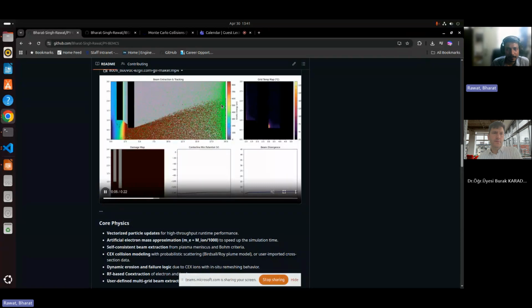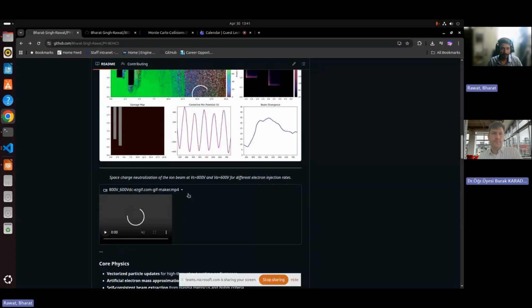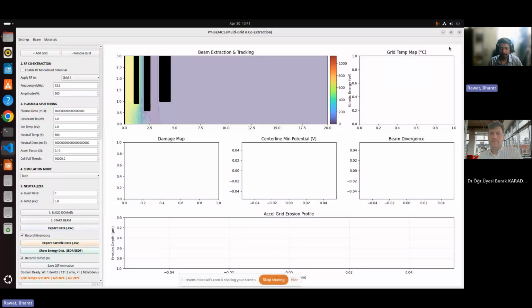So here in this case, I've just increased the rate of electrons, and you can see that the electron beam divergence narrows down if you have more electrons in the beam. So these are all the things related to this. And quickly, though I'm not running it here, I have also included another feature very recently, last week, called the grid erosion profile, which measures the 1D erosion profile depth as a function of time, which you can see if you install it.